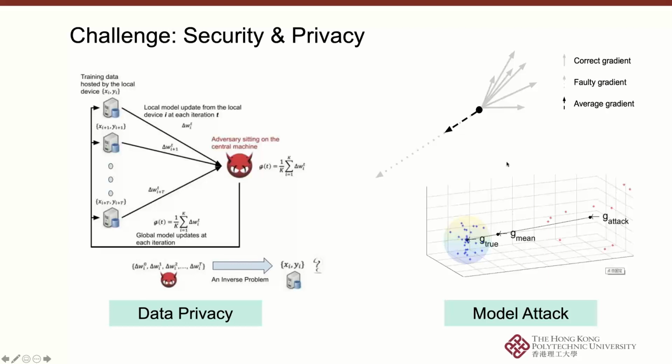You can also imagine that some of the users are not trustworthy. They would on purpose inject some parameters, not the real parameters. For example, a majority of users update the parameters in this direction, but a compromised one or an attacker just gives a wrong direction, much different from others. And eventually the model generated by aggregating everything will deviate from the real one, right? So that is called the model attack. Obviously, there are many proposals for this challenge.